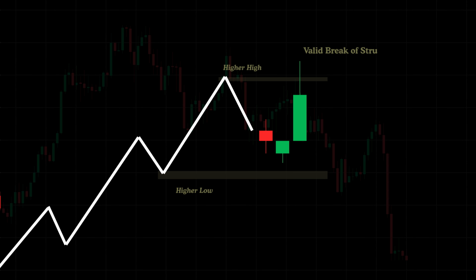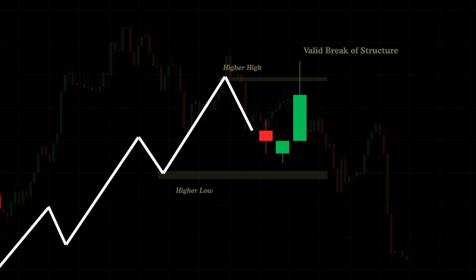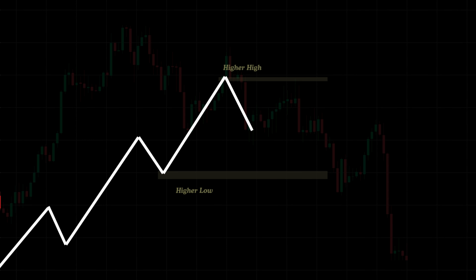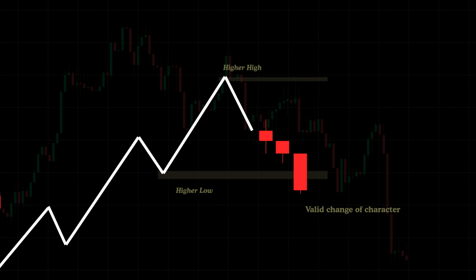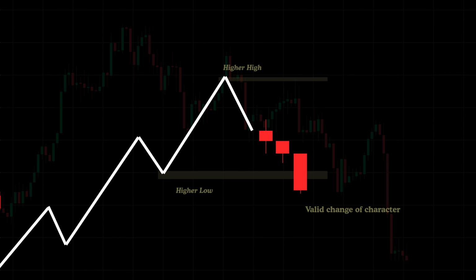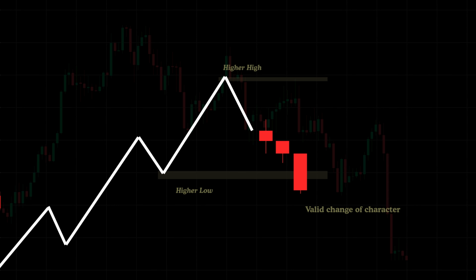The important detail is that a break of structure is valid even if only a shadow extends above the previous structure level. However, for a change of character, we specifically require a candlestick to break and close below the prior market structure. Now that we've covered the smart money concepts, let's dive into one of its most effective strategies.